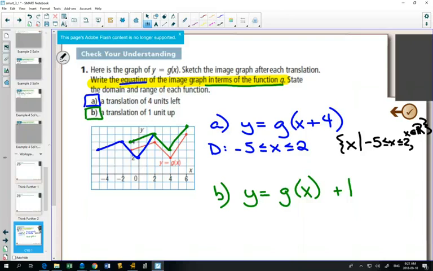So that is set notation for the first one. All you need to do is the short version. For the second one, for the range, well, range are your y values. What's our smallest y value? It's 2. What's our biggest y value? It's 5. So we would say 2 is less than or equal to y is less than or equal to 5.